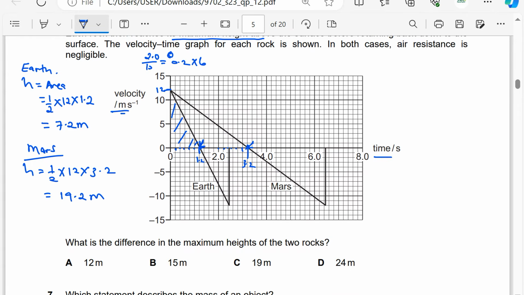So we want the difference in the maximum height. The difference in maximum height is 19.2 minus 7.2, which is 12 meters. So the answer is A.